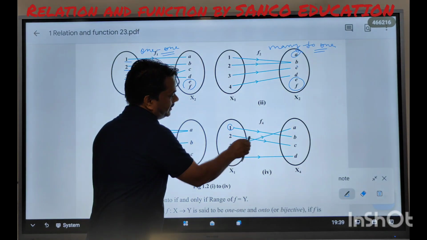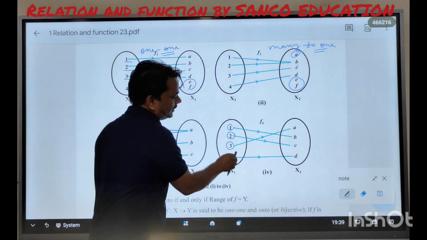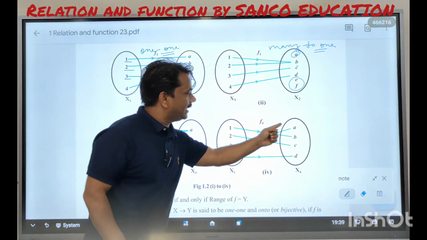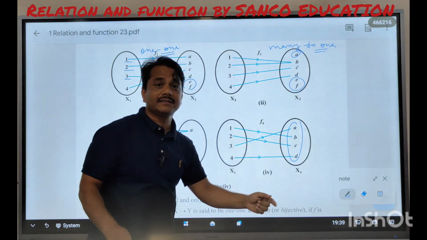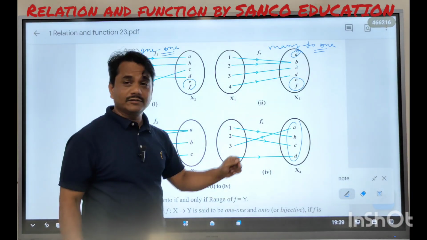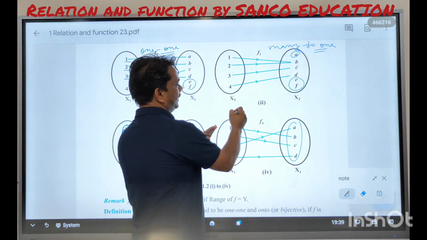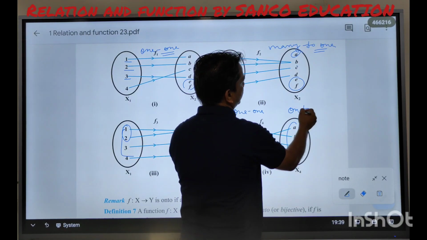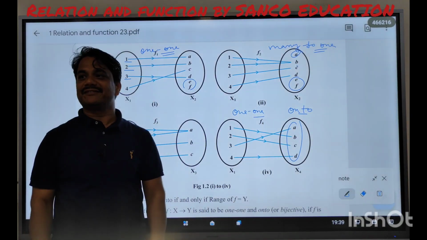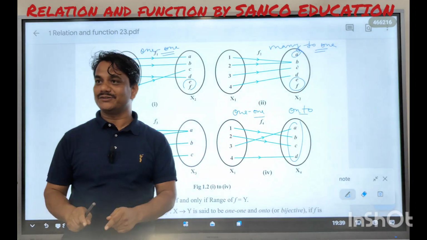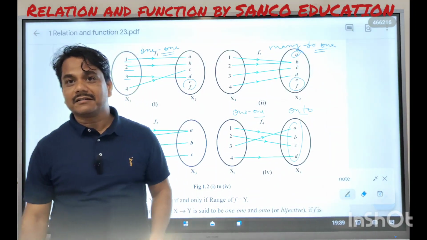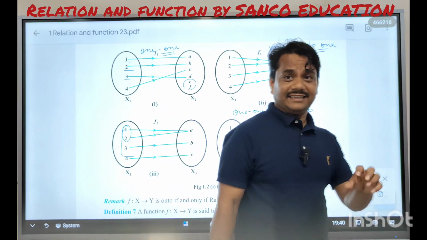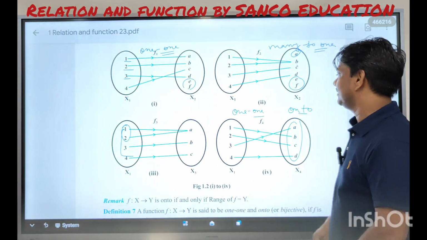Here, sir, we look at the first set. 1 has 1 image, 2 has 1, 3 has 1 and 4 has 1. This means it is 1-1. And looking at the second set, is there any element vacant? No sir. This is also onto. So from the left side it is 1-1, and from the right-hand side it is onto. This is an example of a function which is 1-1 and onto. This mapping is called bijective, also called injective plus surjective. Got it or not?